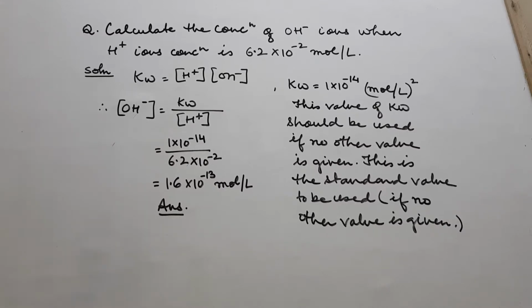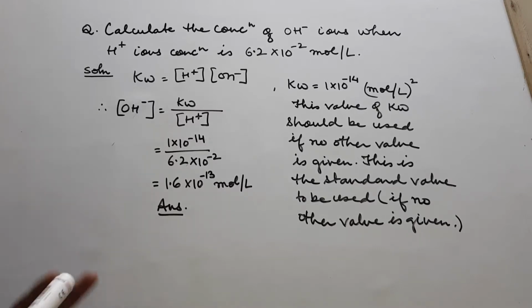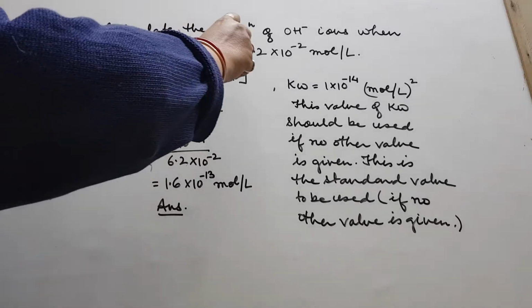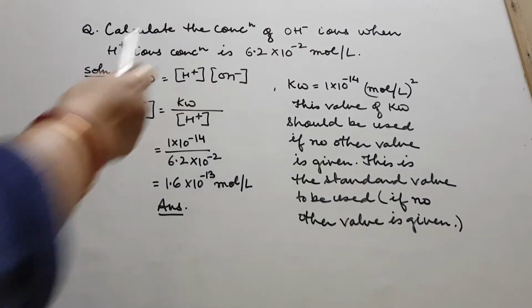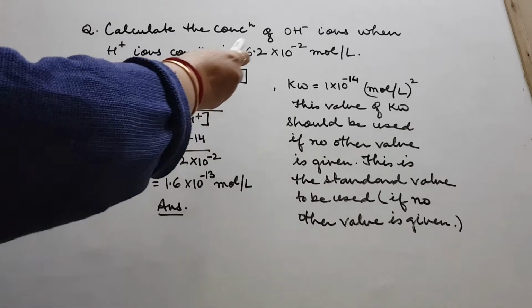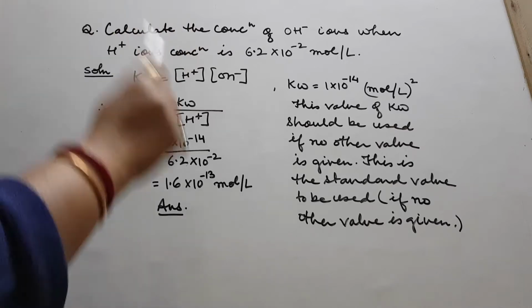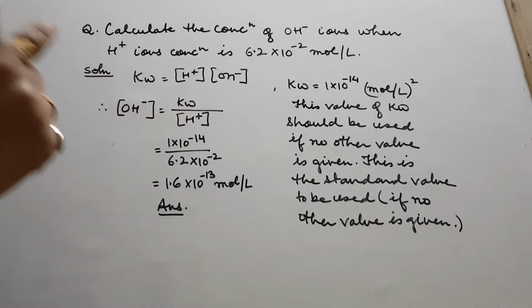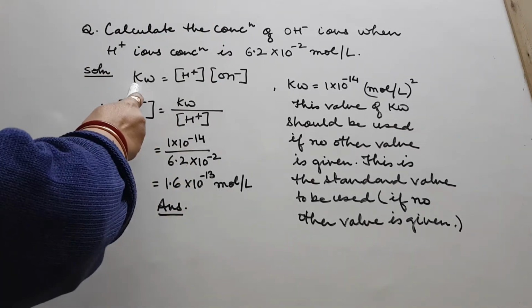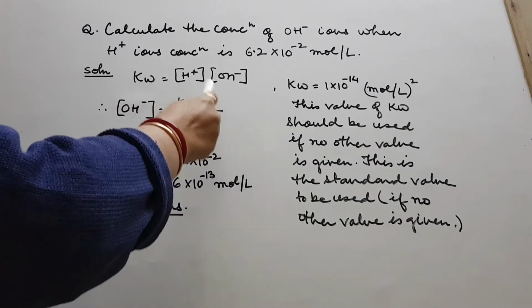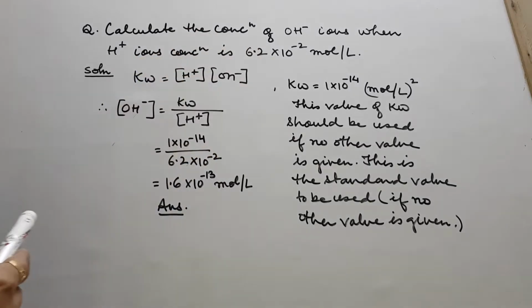Now children, today we will see a numerical based on the ionic product of water, which is Kw. You know it's a constant. Now let us see. Calculate the concentration of OH minus ions when the H plus ion concentration is this much, given to you. Now children, in the same formula, when we have H and OH, there's only one formula: Kw is equal to the H plus and OH minus ion concentrations in moles per liter, like this, in the square brackets.